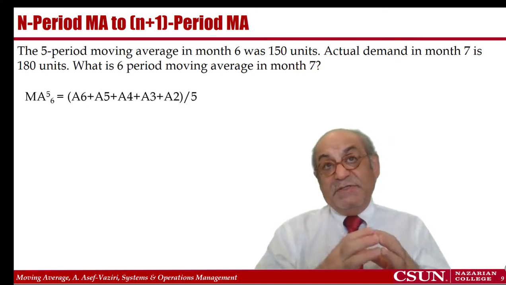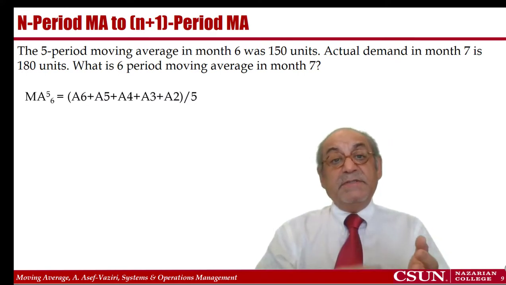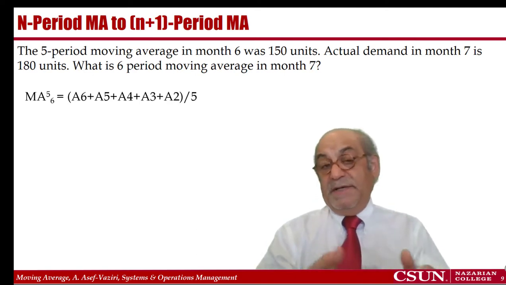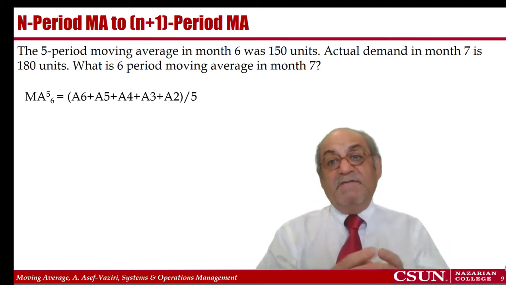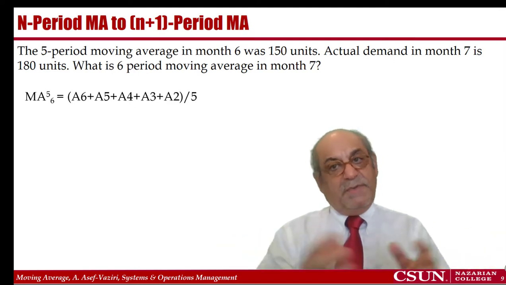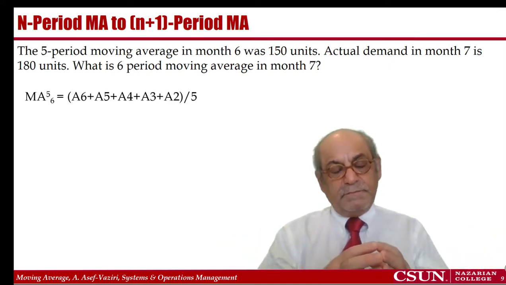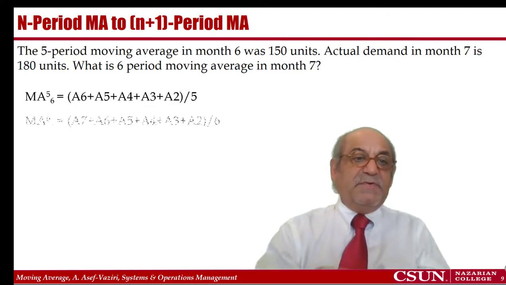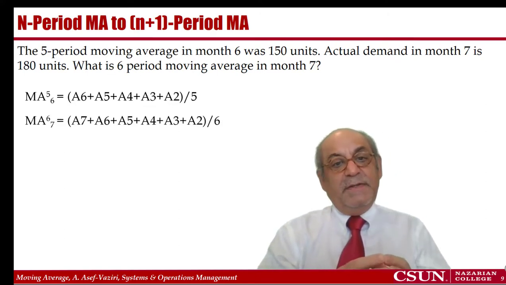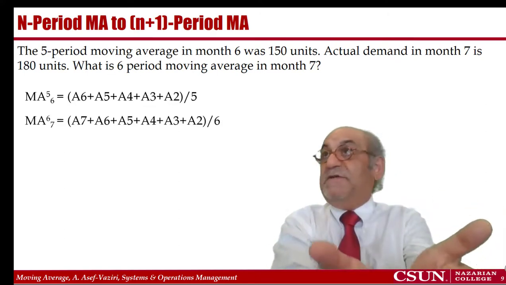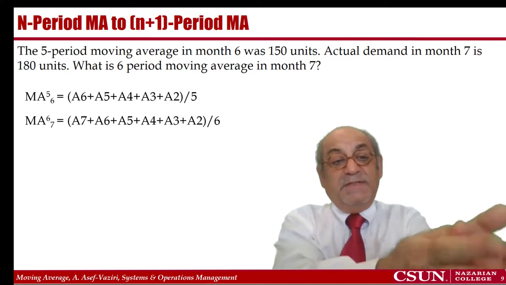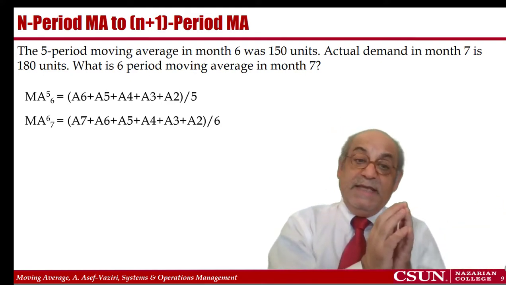The 5 period moving average in month 6 is A6 plus A5, A4, A3, A2 divided by 5. That is the meaning of average. Add them together, divide by 5. The 6 period moving average in month 7 has all elements of the 5 period in month 6 plus another element, which is A7.